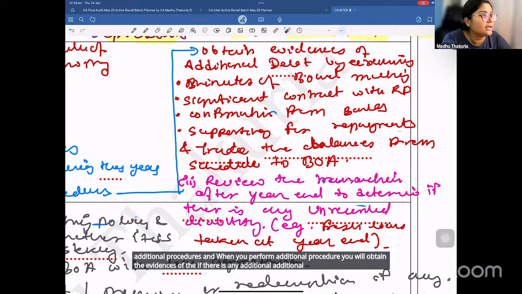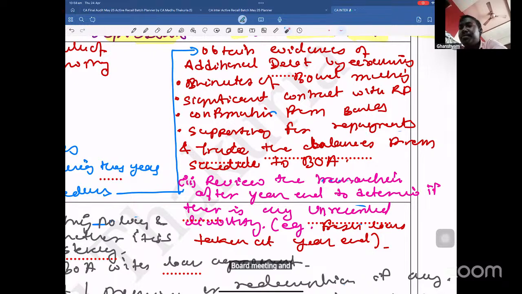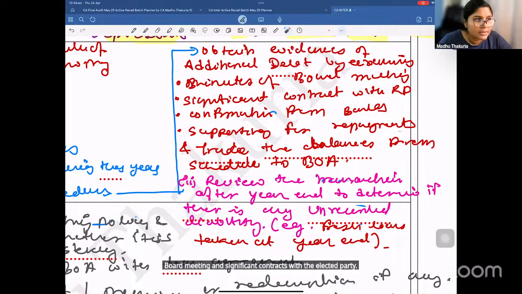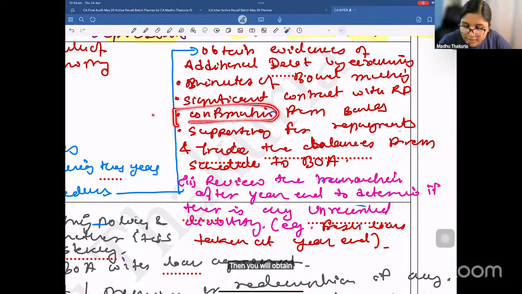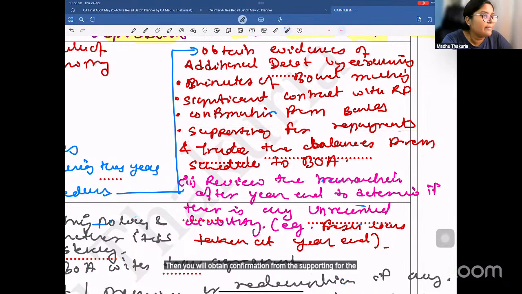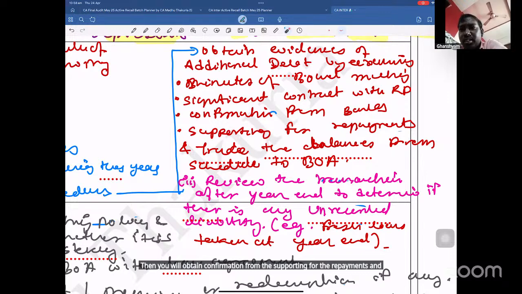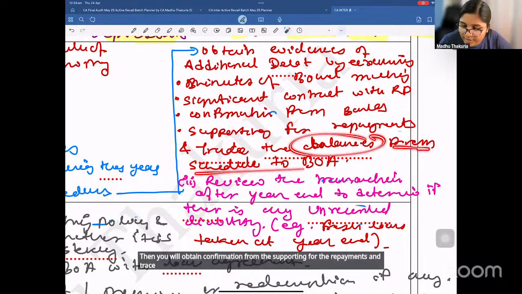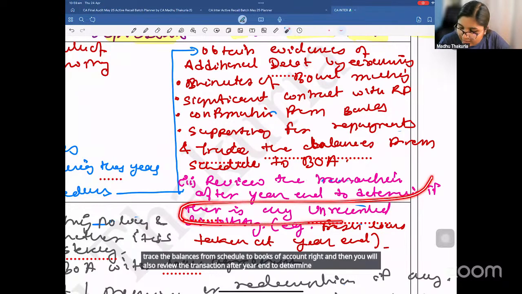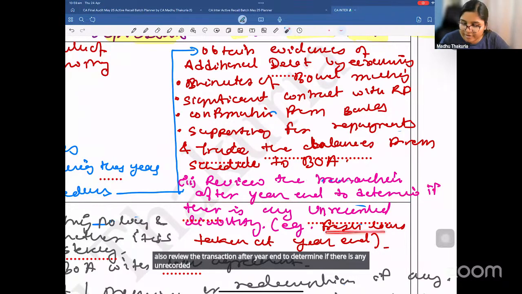When you perform additional procedures, you will obtain evidence of any additional debt during the year by examining the minutes of the board of directors' meeting and significant contracts with related parties. Then you will obtain confirmation from banks and lenders, supporting for the repayments and payments, and trace the closing balances from the schedule to the books of account. And then you will also review transactions after year end to determine if there is any unrecorded liability, for example, a fresh loan taken at the end of the year. Cut off. Yes?